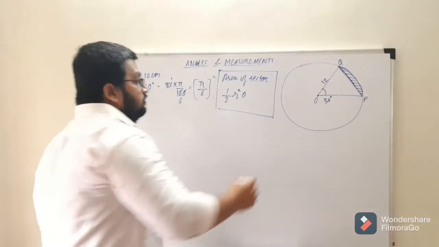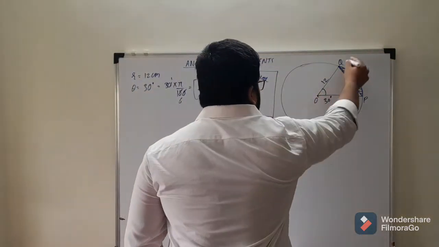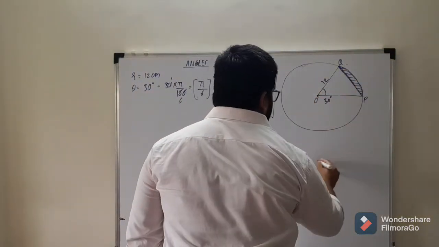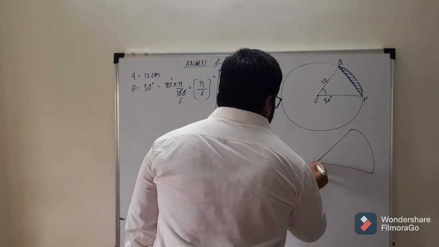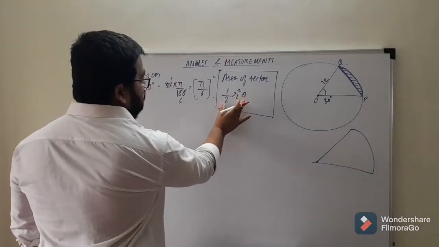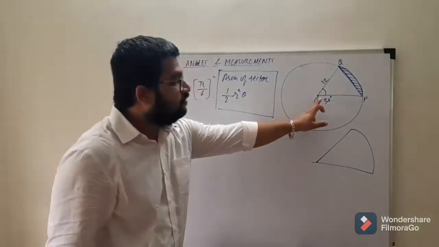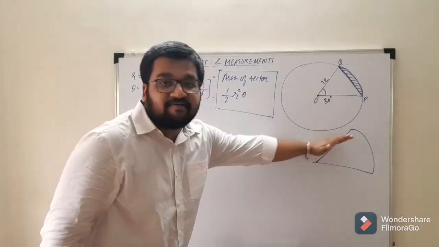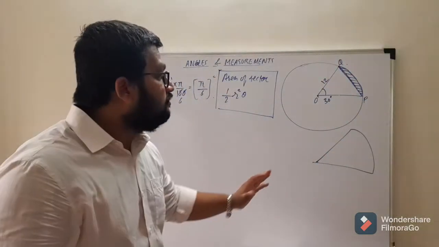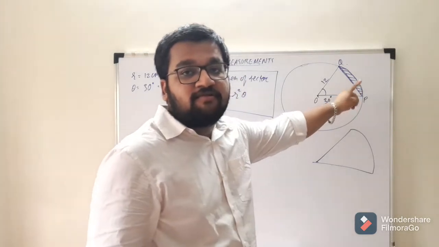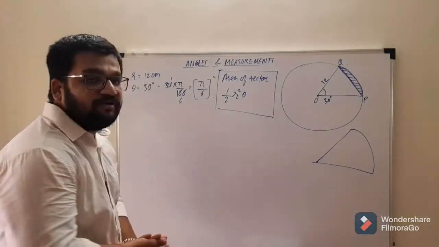Okay, that is OQP is the complete sector. This portion we can find from this formula, we can find this area. Okay, that is OQP, the entire sector of the circle. But we have to calculate this hatched portion. So let us see what we can do.